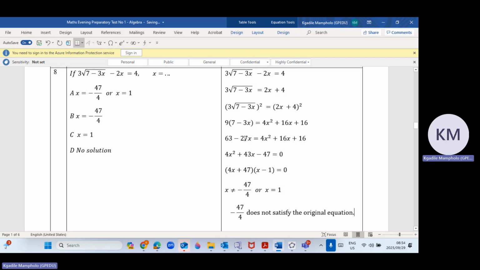Only 1 satisfies the original equation, because when you substitute 1, the left hand side will be equal to the right hand side. But when you substitute negative 47 over 4, the left hand side is not equal to the right hand side. That is why we say it does not satisfy the original equation. It means the only x value will be 1. Then C is the correct option.